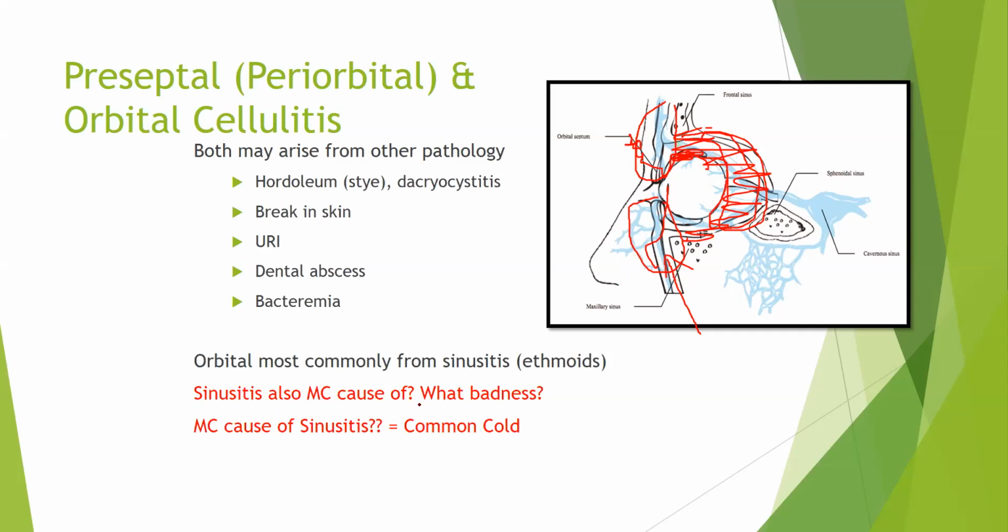So sinusitis is the most common cause of what badness? Think about it: meningitis. So meningitis is often caused by sinusitis because you've got the sinus passage here and your brain tissue is not too far away. So it can slip into the meninges very easily. There's not a lot of distance to travel there. And the most common cause of sinusitis is the common cold.